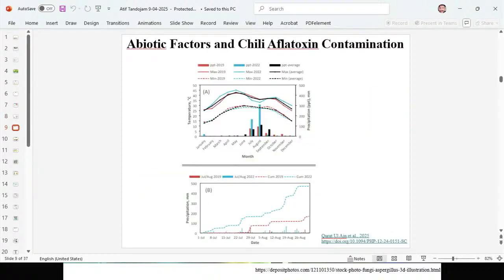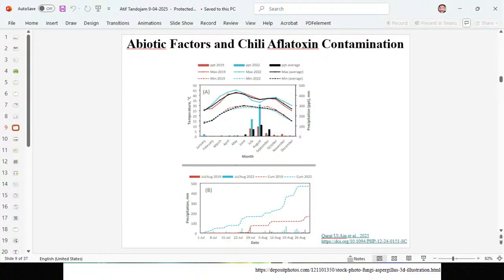So this is very important. In the morning, the worthy Vice Chancellors talked about water stress. This is a study we did in 2019 and 2022. I collected some samples from the same fields in the chili growing areas, Kunri and Umerkot. And we found out that the aflatoxin contamination was less in 2022 as compared to 2019. As you might know, in 2022 there were floods and lots of rain.